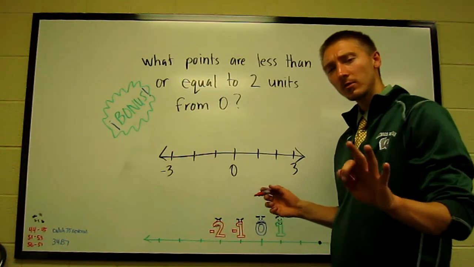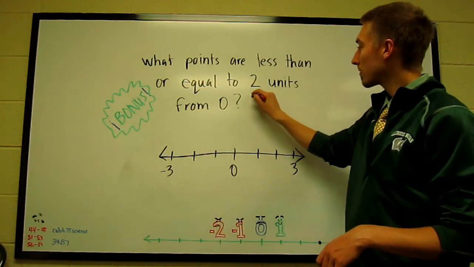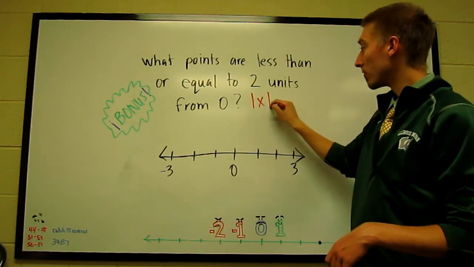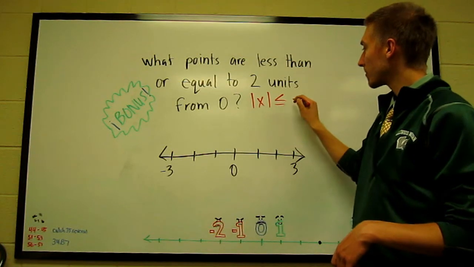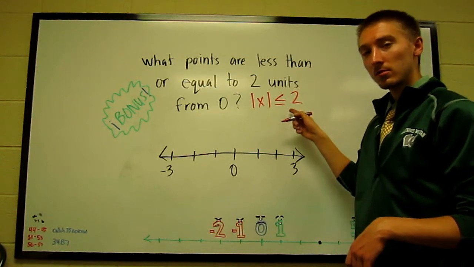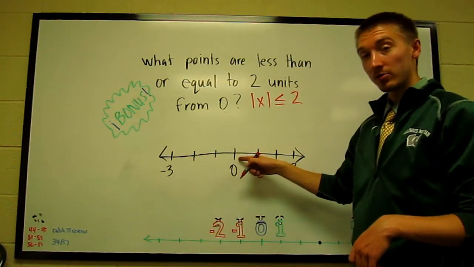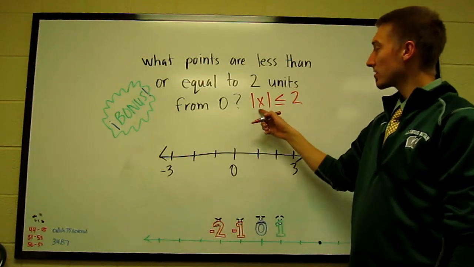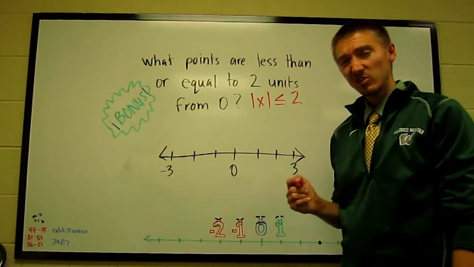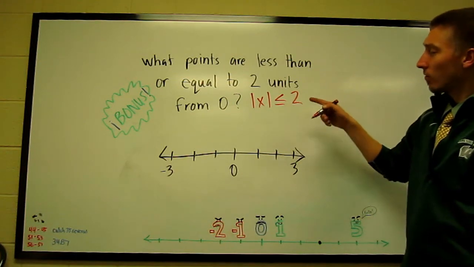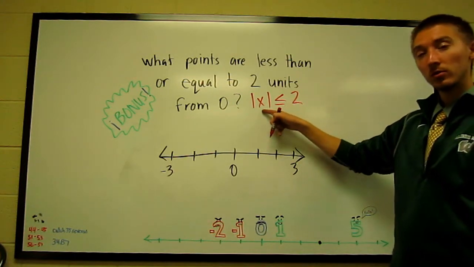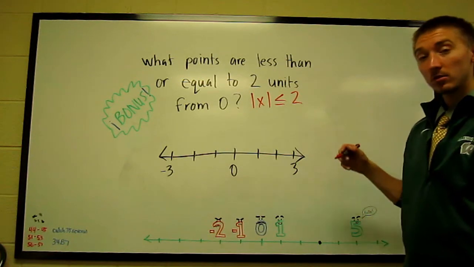This question is really asking for the distance of some numbers, we don't know them yet, to be less than or equal to 2 units from the origin, from 0. So the distance is going to be less than or equal to 2. Now, if we have 1, is the absolute value of 1 less than or equal to 2?